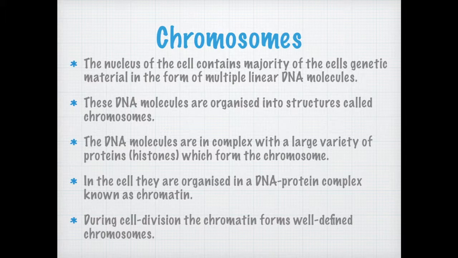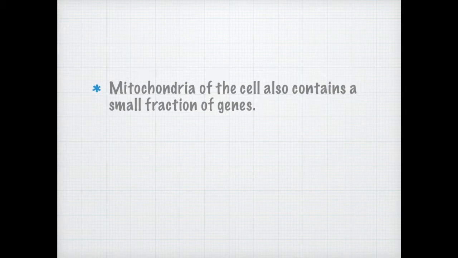During cell division, as I told you, the chromatin forms well-defined chromosomes. Earlier, they're just rippled up. They are not in an organized structure. Later, they form an organized structure called chromosomes.